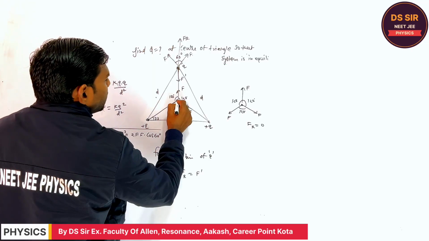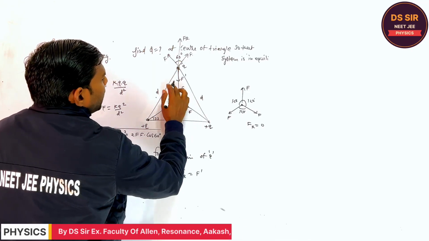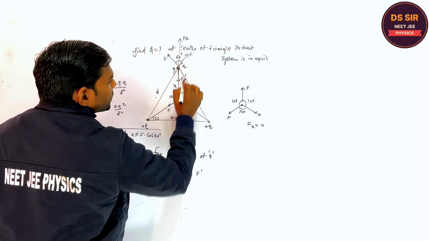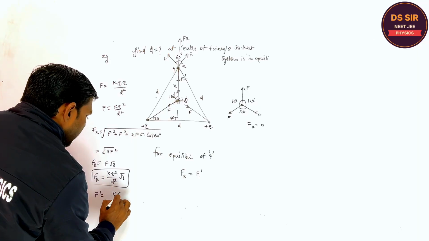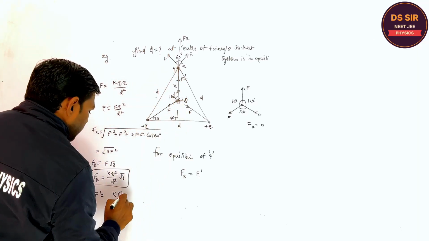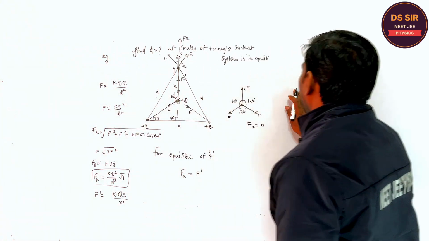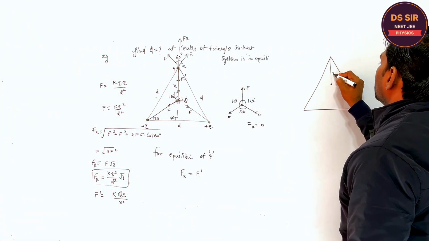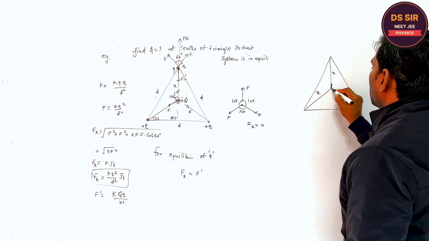Fine. Listen to one thing. If you assume this is the plus Q, right? Yes. And this distance is supposed to be x. So what will be the value of F dash? F dash will be equal to K capital Q into small q upon x square. So now we have to find the value of this x. The x dash is the same. Are you getting or not?